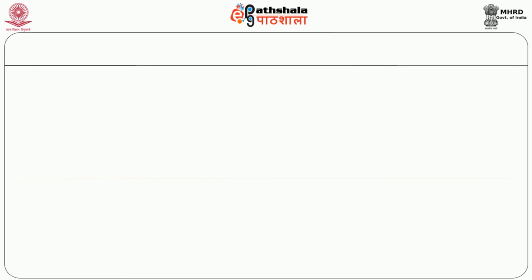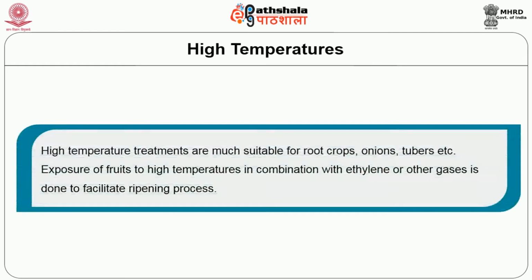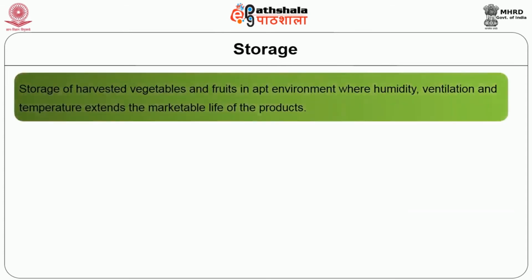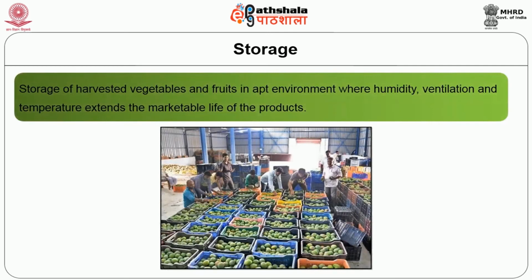The next method is storage at high temperature, where the high temperature treatments are much suitable for root crops, onions, tubers, etc. Exposure of fruits to high temperatures in combination with ethylene or other gases is done to facilitate the ripening process. The next important topic in this discussion is storage. Storage of harvested vegetables and fruits in apt environment where humidity, ventilation and temperature extends the marketable life of products.